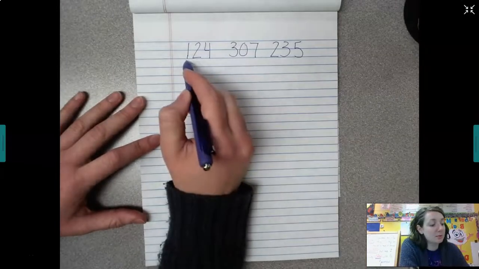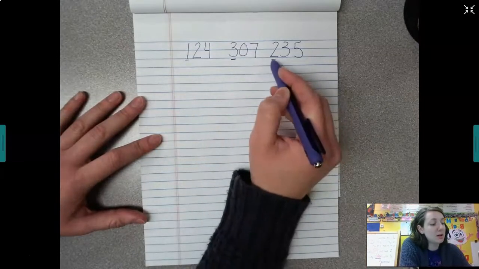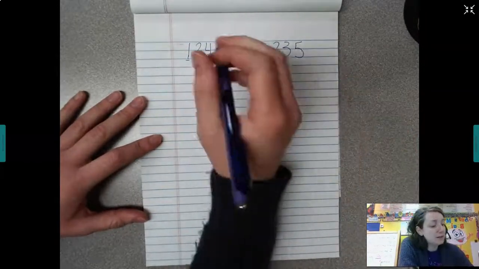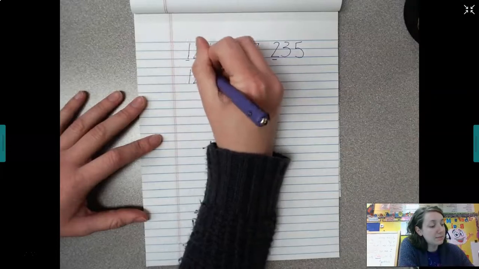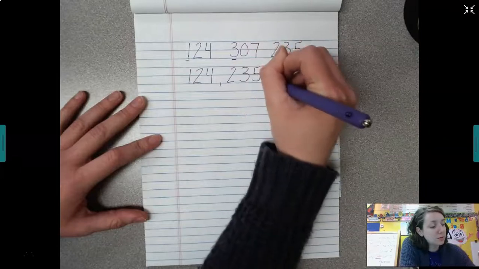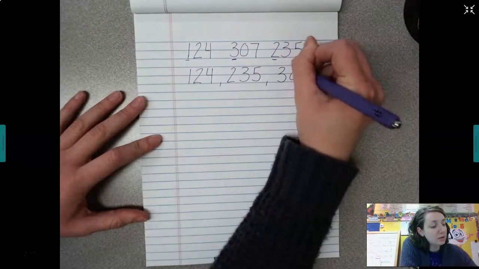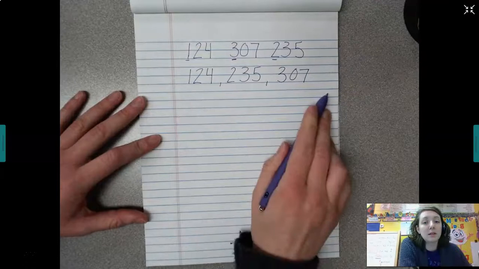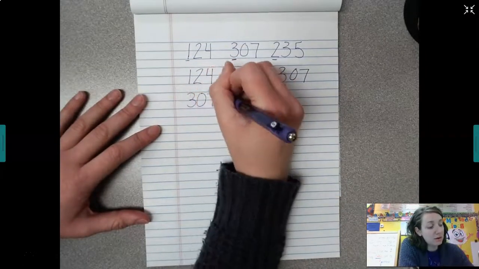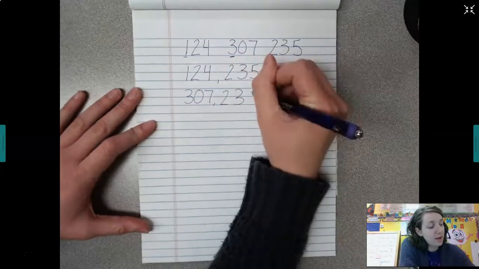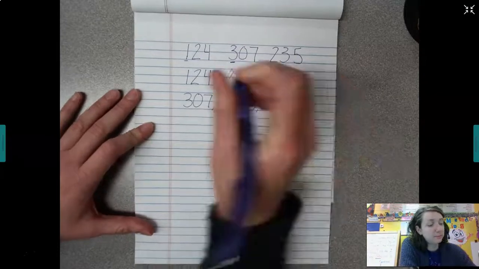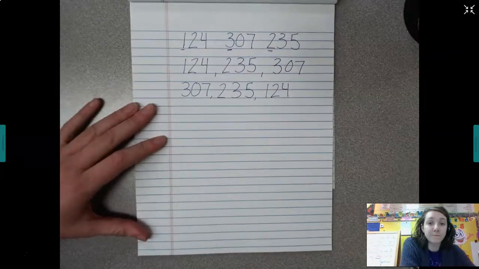Well, I would start in my hundreds place. I'd say, okay, I have a 1, a 3, and a 2. Luckily none of them are the same, so I can just stop right there. 1 is the smallest, then the 2, then the 3. So that is them in order from least to greatest. If I'd wanted to order them from greatest to least, I would start with the biggest one and work my way down. So that's putting them in order.